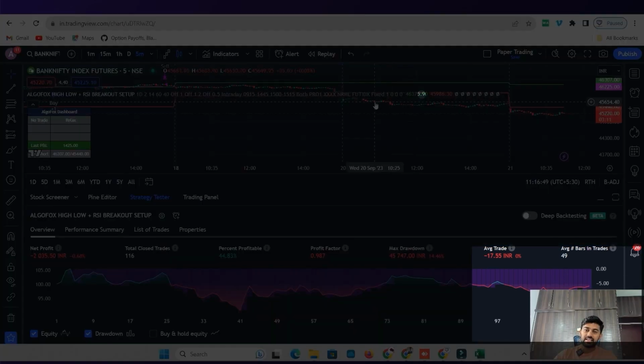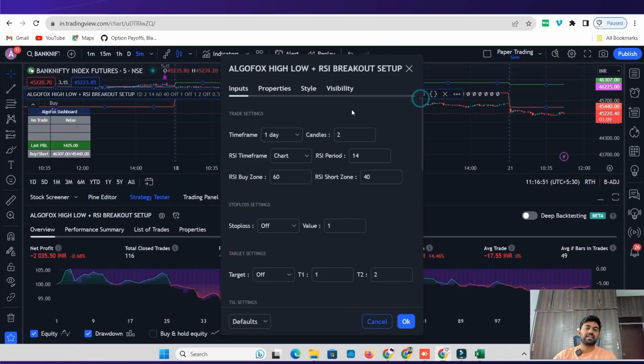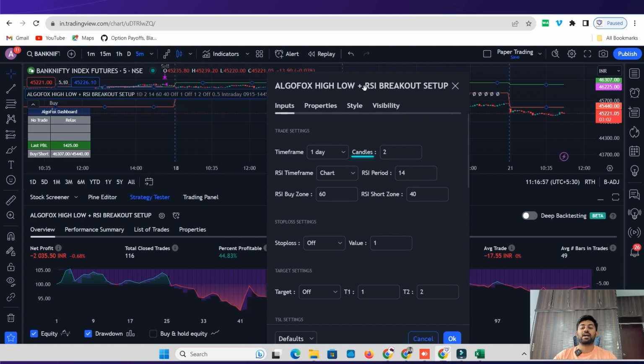So I'll go to the settings. In the strategy settings, we have the time frame of the candles to mark high and low. As we said, we would want the last 2 days' high and low. So in the time frame, I have selected 1 day, and the last 2 candles represent the last 2 days' high and low.